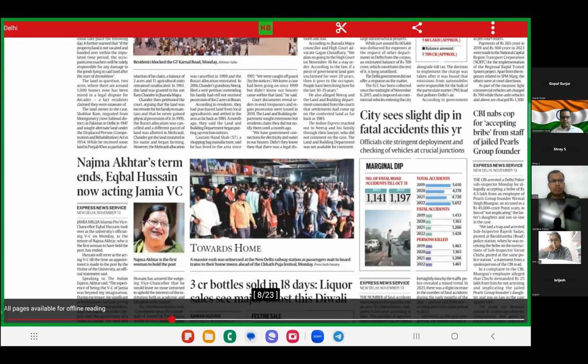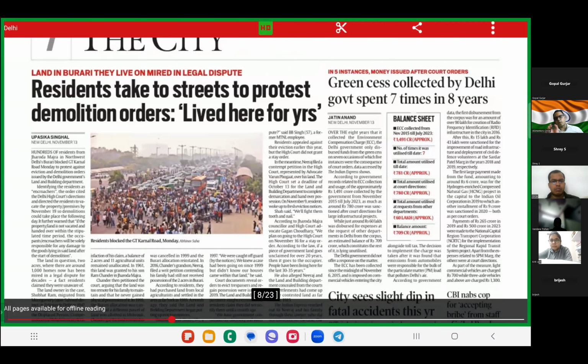Now, residents take to the streets to protest the demolition order, having lived there for years. Basically, this can be a case study for you of how people who were living in certain areas suddenly get a government order for demolition. How will you take the course of action? So you can follow this news from that context.